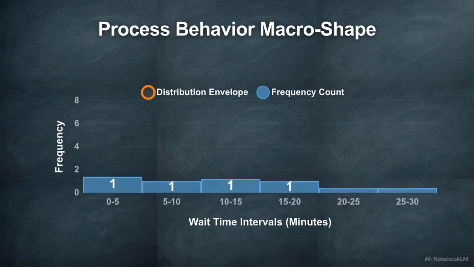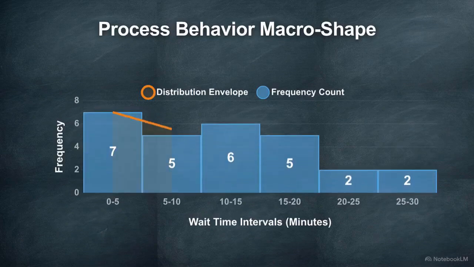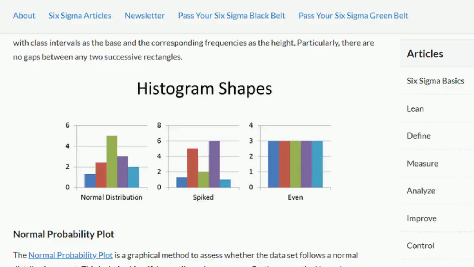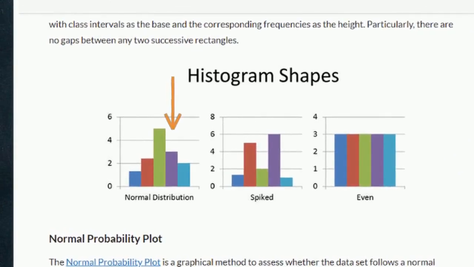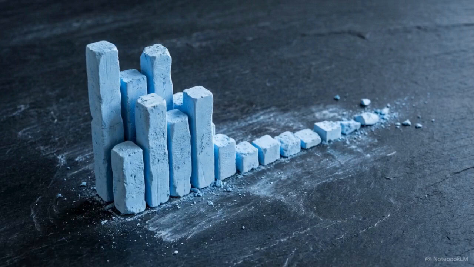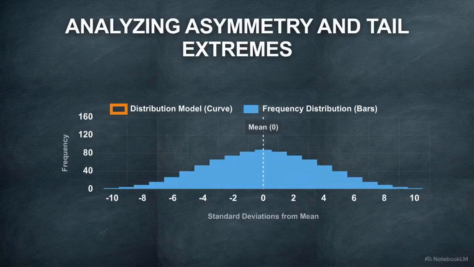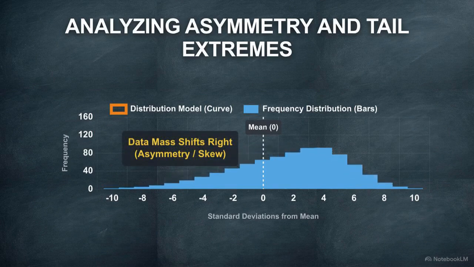The macro shape of the final histogram directly reveals the underlying behavior of the process. This source image illustrates standard histogram profiles. On the left is the normal distribution, a symmetrical, bell-shaped curve. This indicates a highly stable process that is centralized consistently around a specific mean. When a process deviates from this symmetry, we measure it through skewness. Skewness is a metric in descriptive statistics that characterizes the exact asymmetry of a data distribution, showing if the data leans heavily to the left or right of the mean.